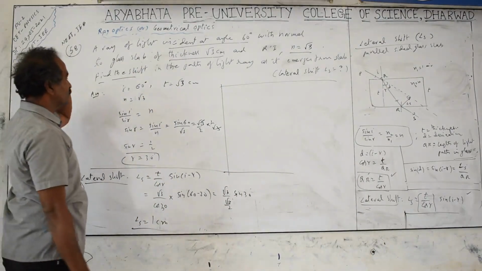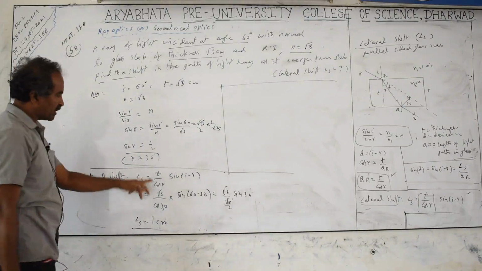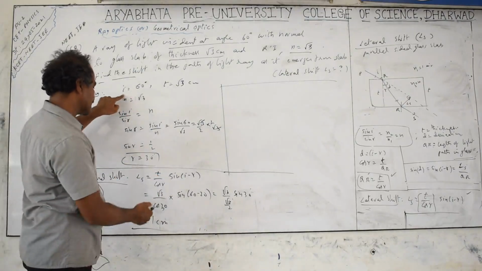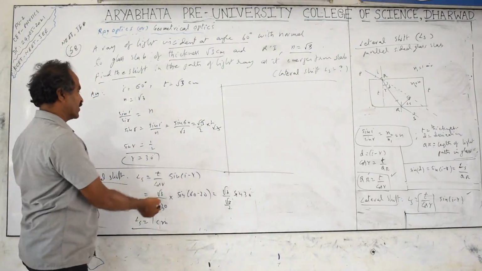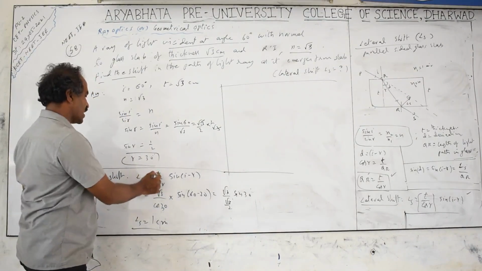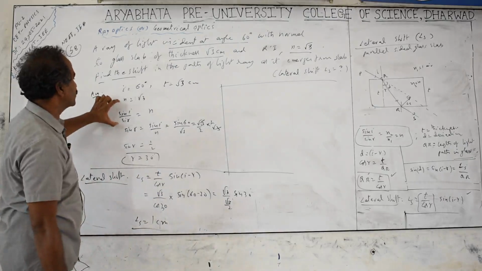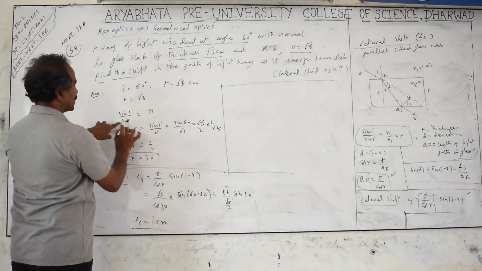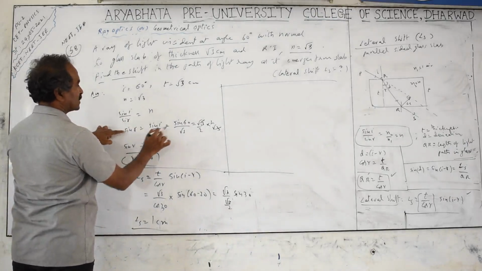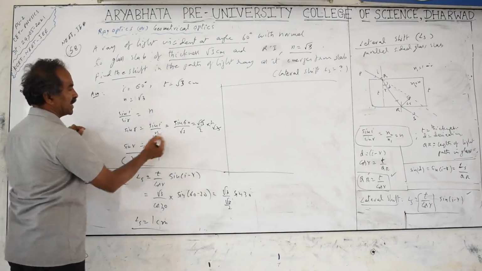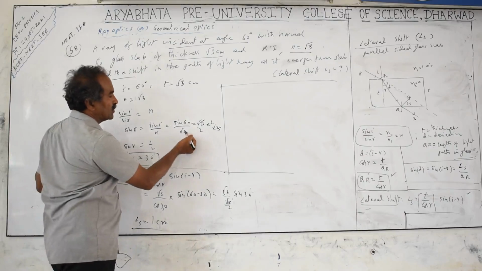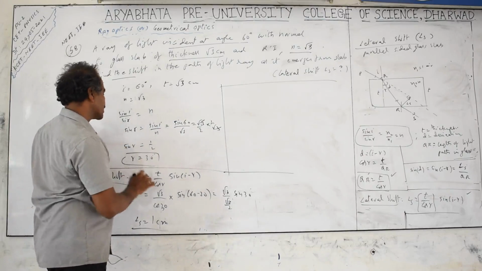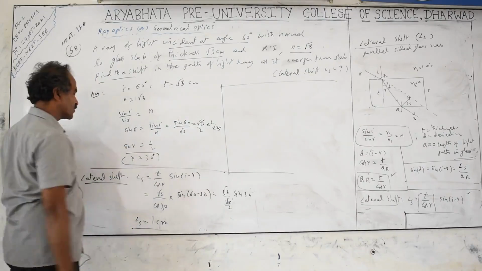I is 60, T is root 3, and we are asked to find the lateral shift, formula T by cos R into sin of I minus R. I is given and N is given, but R is not given, so we have to find it out. For that purpose you take the help of Snell's law. Sin I by sin R equals N. N is root 3. So sin R equals sin I by N. Sin 60 is root 3 by 2, divided by root 3. Root 3 cancels, and you get 1 by 2. Sin R equals 1 by 2, and sin 30 is half. So R equals 30 degrees.